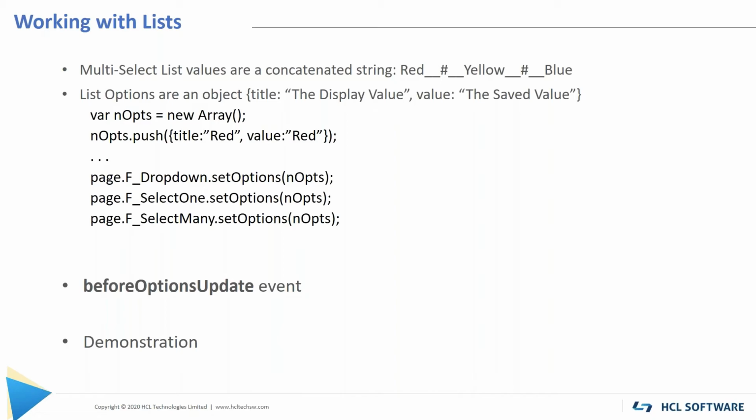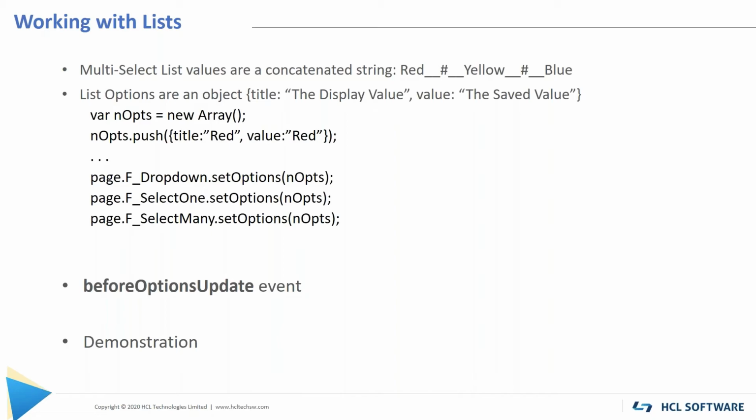So if I want to create a dynamic option set, I do it this way. I create an array, and then I push objects that have a title and a value, and then I can do the set options. And here you can see I've set a drop down, I've set a select one, I've set a select many. They all work exactly the same way. The objects are all the same, and that's how you do that.